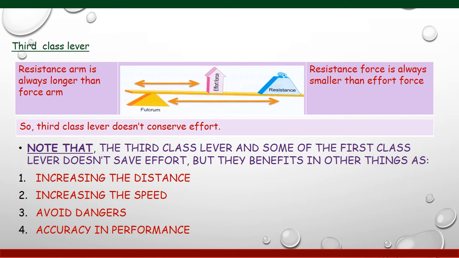Those levers will increase the distance, maybe, like for example the hockey bat or the manual broom. Increase the speed like the hockey bat. Avoid dangers like the coal holder. Accuracy in performance like the tweezers.